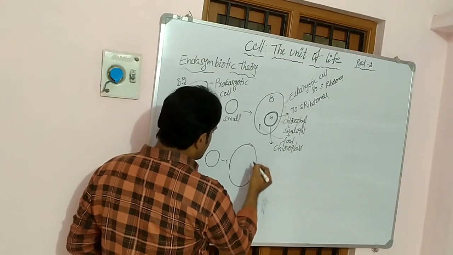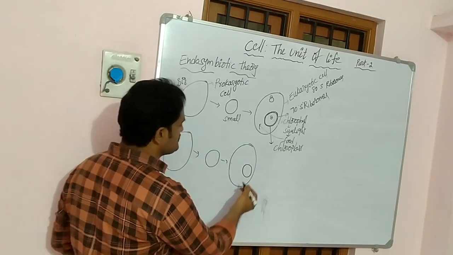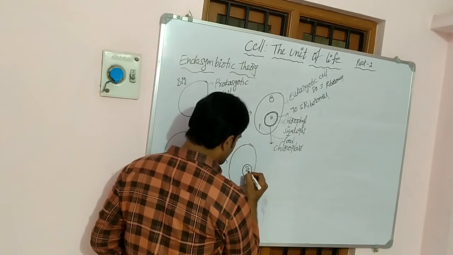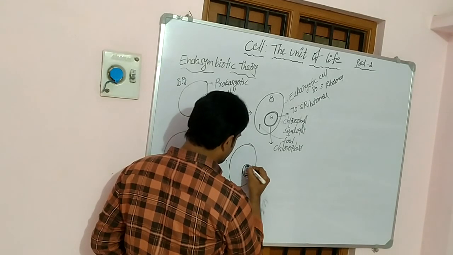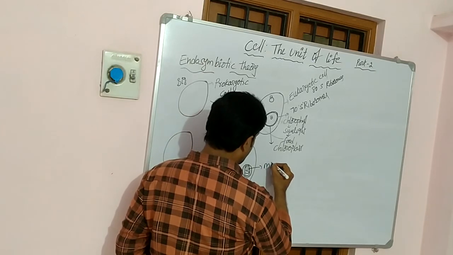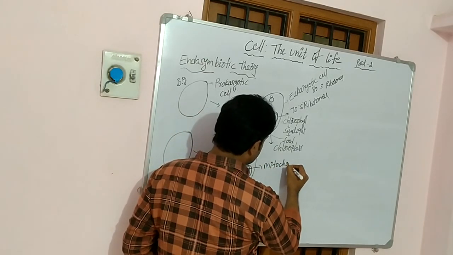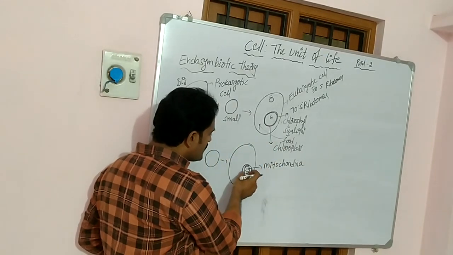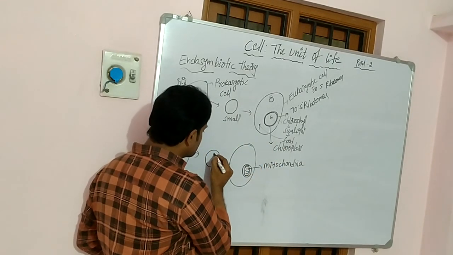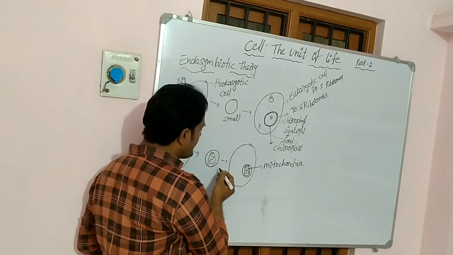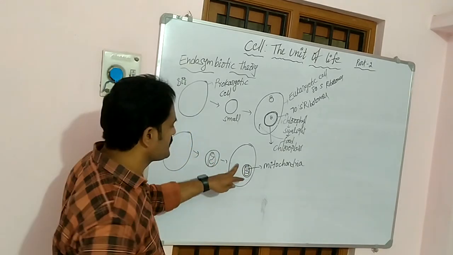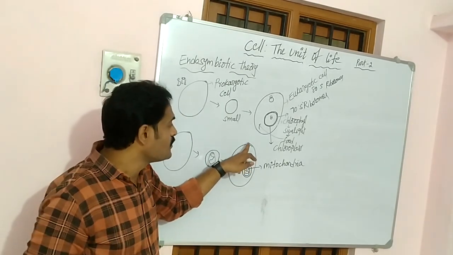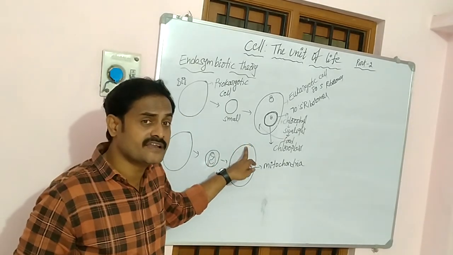Then the small cell enters into the big cell. Suppose it is a mitochondria. When the mitochondria cell enters into the prokaryotic cell, the prokaryotic cell is modified into a eukaryotic cell.